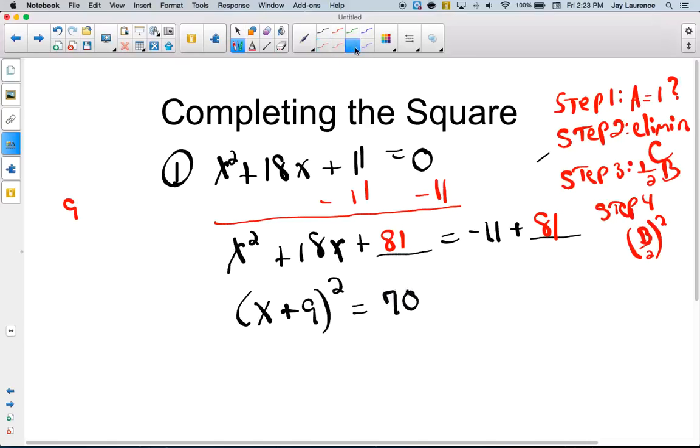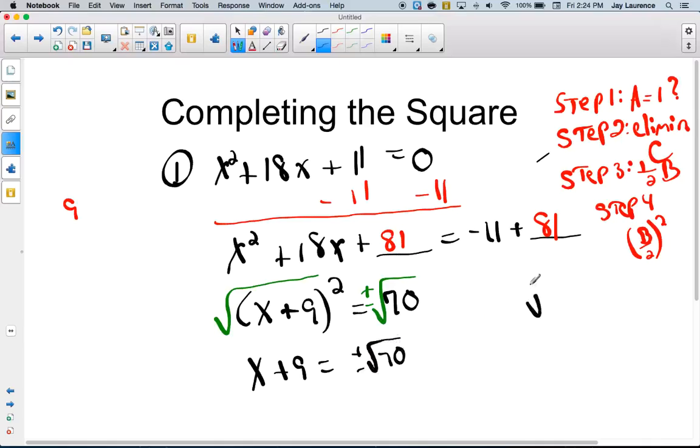All right. Step 6. I'm getting tired of talking about all these steps. I must be out of shape. All right, here we go. So I'm going to take the square root of each side, right? And because it's a quadratic, I need the plus or minus, right? So I have x plus 9 on the left-hand side, and the right-hand side is plus or minus rad 70.